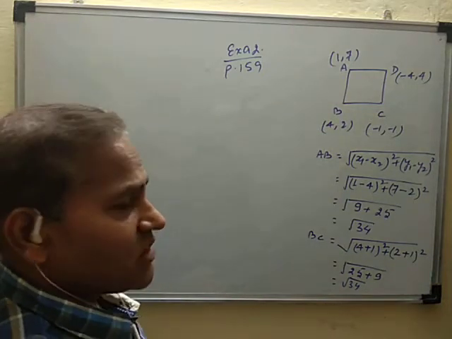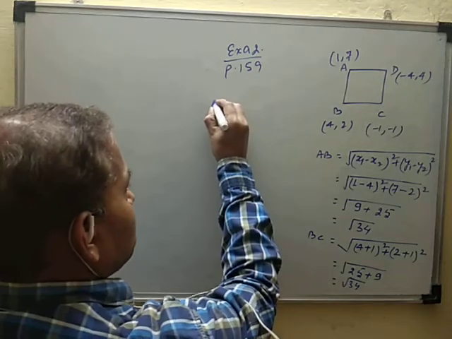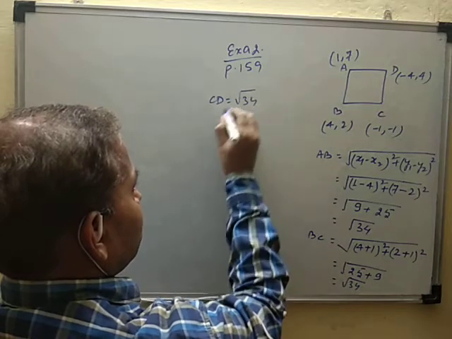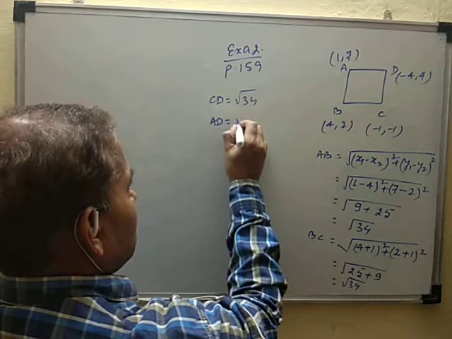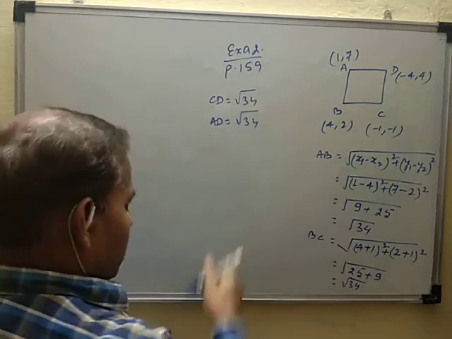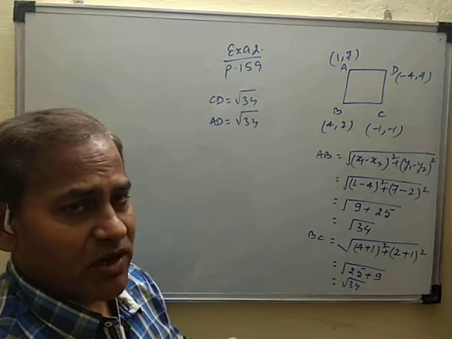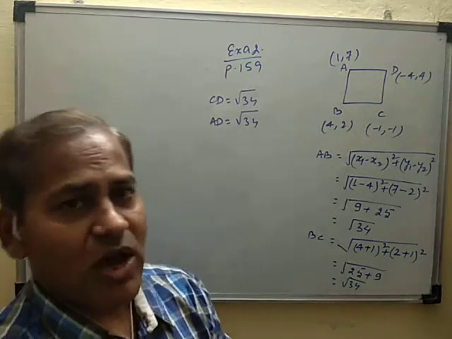Similarly you find CD and AD, the same way. You will find CD comes to root 34 and AD also root 34. You can find these by using the distance formula. So here ABCD is a square.